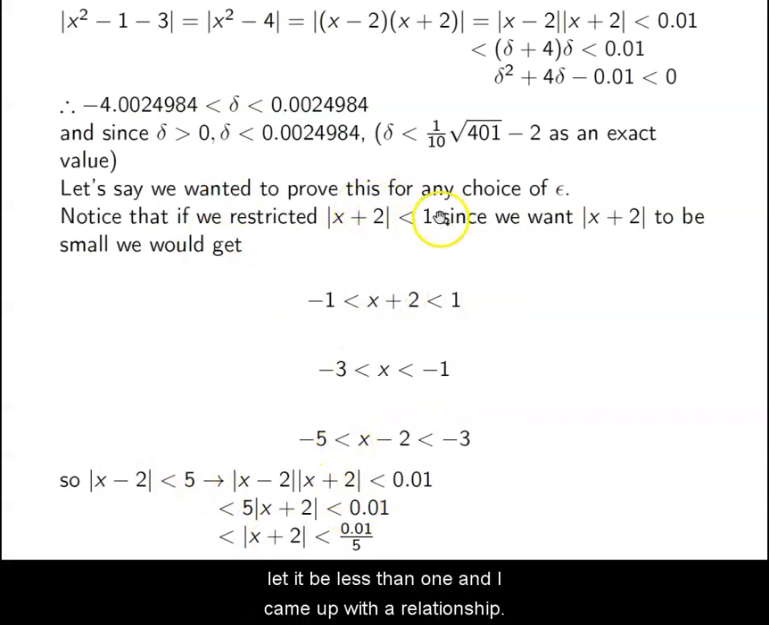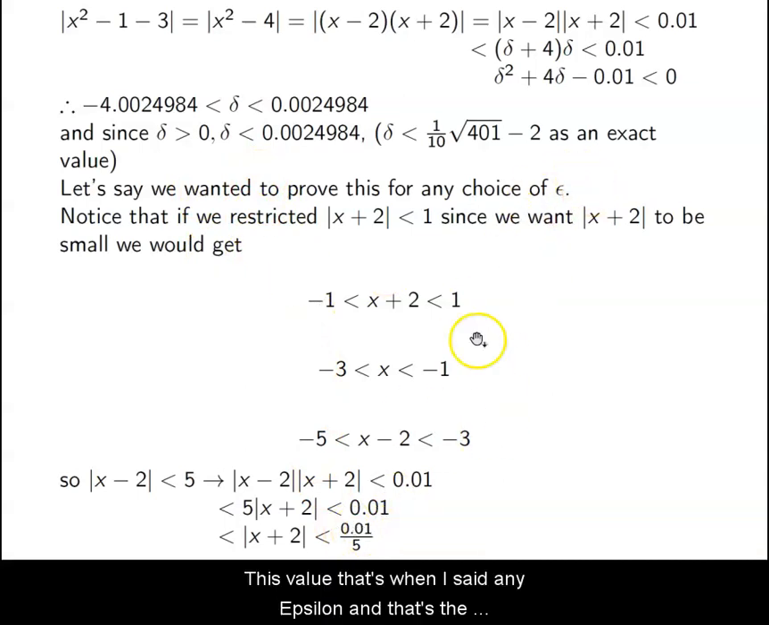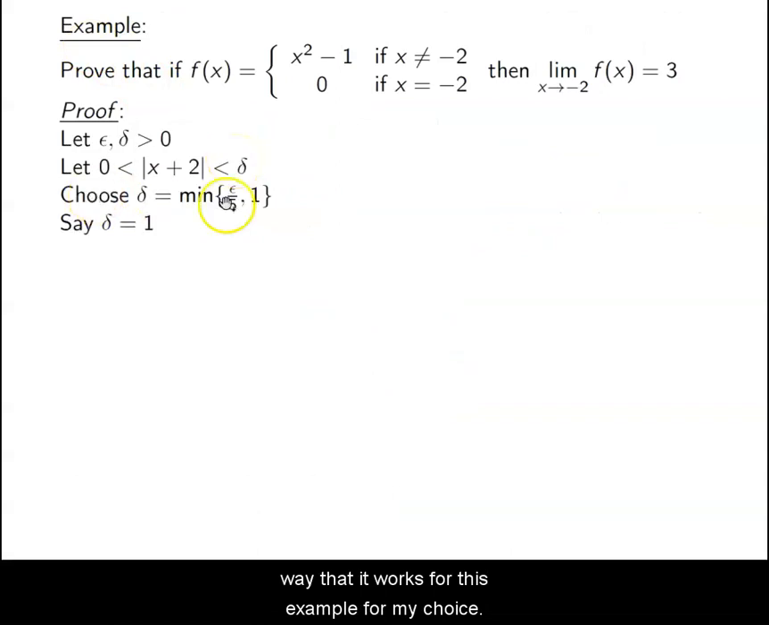I said let it be less than 1, and I came up with a relationship, and then in the end you see the relationship here, my choice of epsilon being less than 5, right? So that's why I had the choice of 1 or epsilon less than 5. But then I did it in general, and I didn't say this value of epsilon, I said any epsilon.